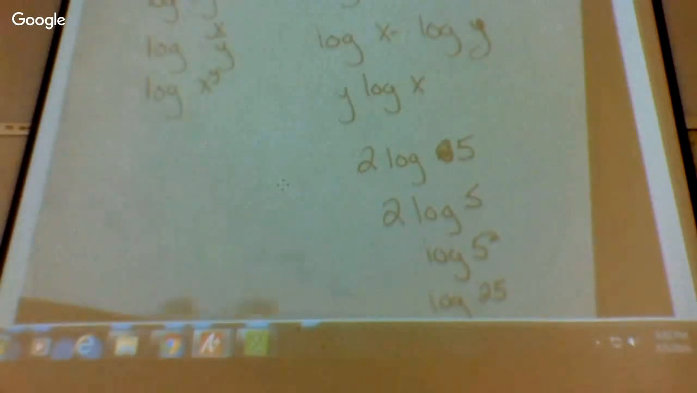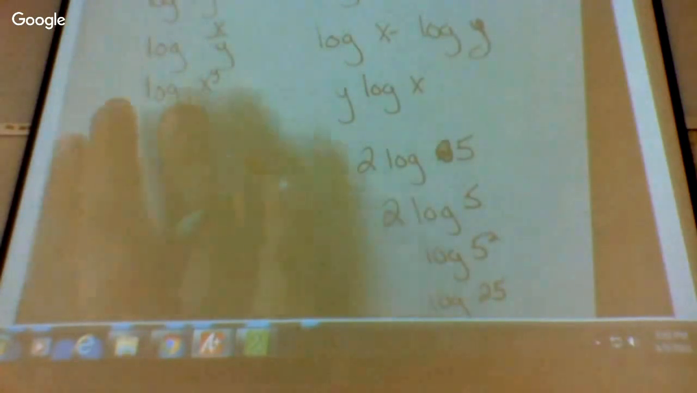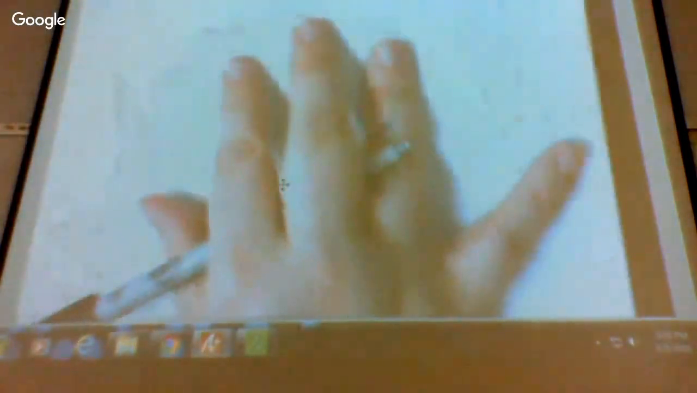Okay, any questions about the 3 main rules? Okay, I'm going to go through a couple of examples of them so you can see them a little better.